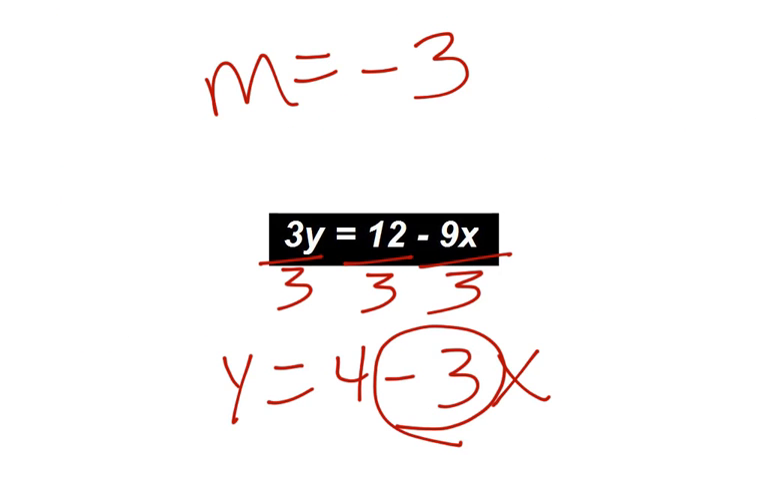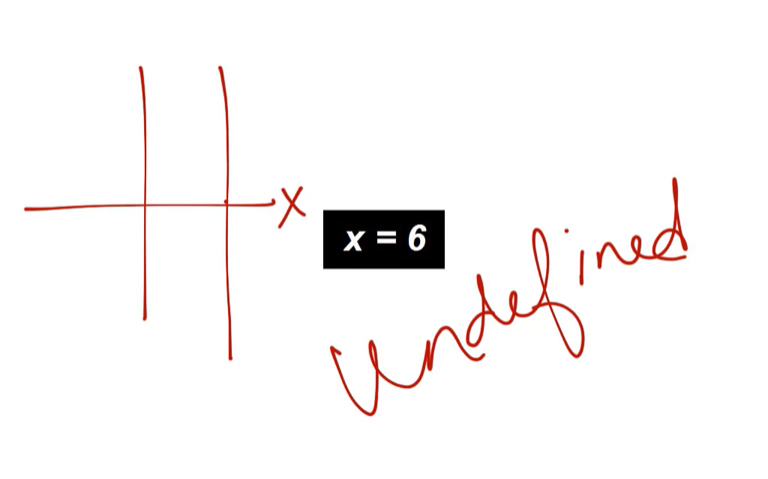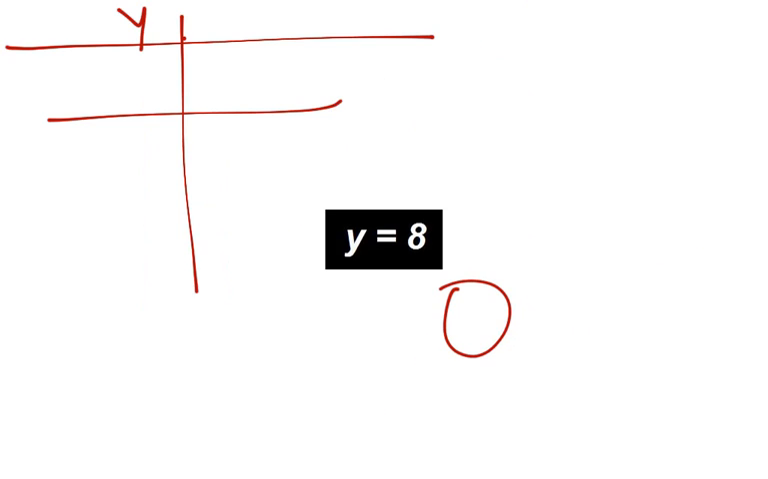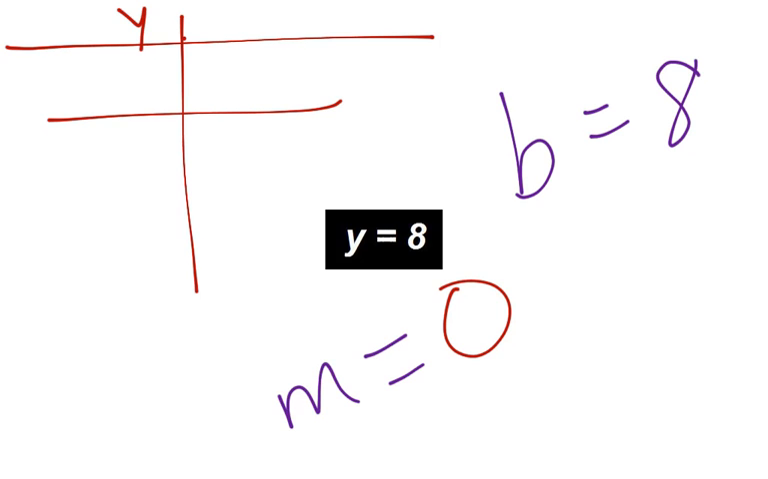This one, it's the constant. So b is equal to 4. This one, we looked at it, it's a vertical line. There is no b. There's no y-intercept because it never touches the y-axis. This one, b is equal to 8. By the way, this should have been m equal to 0.